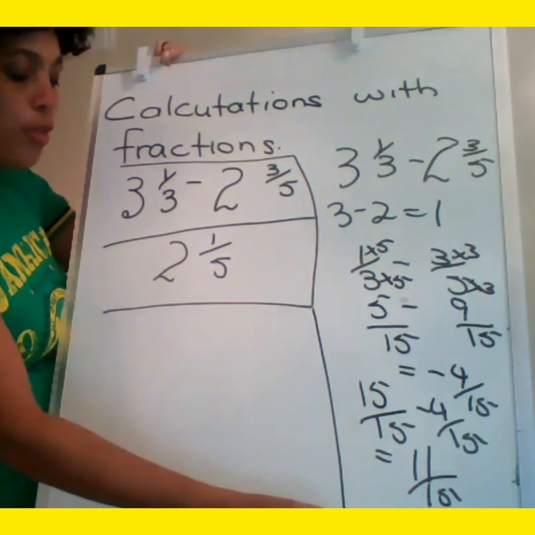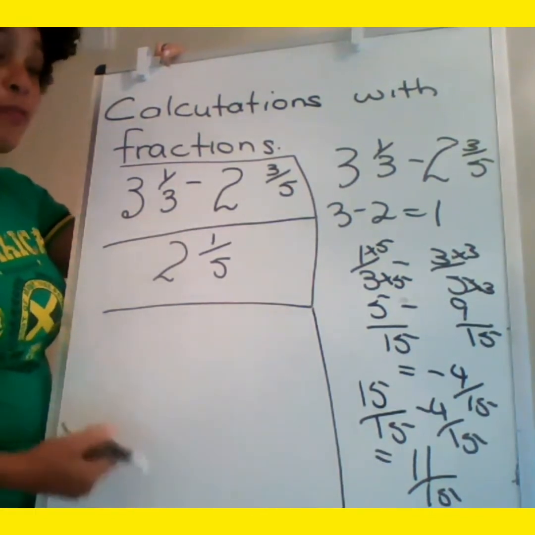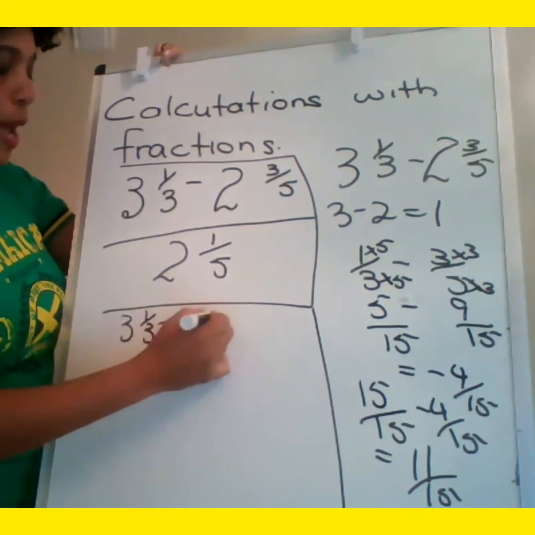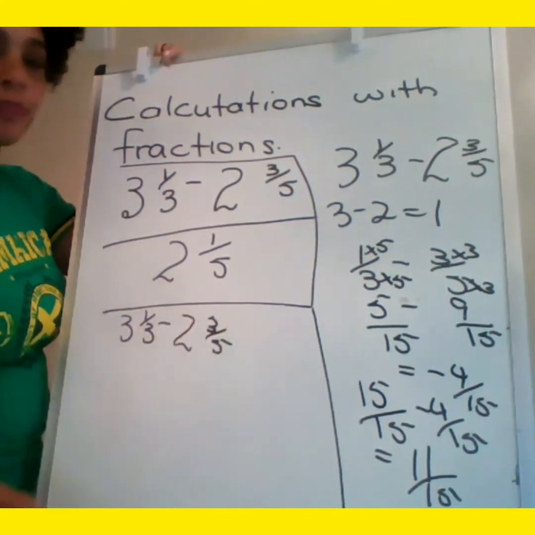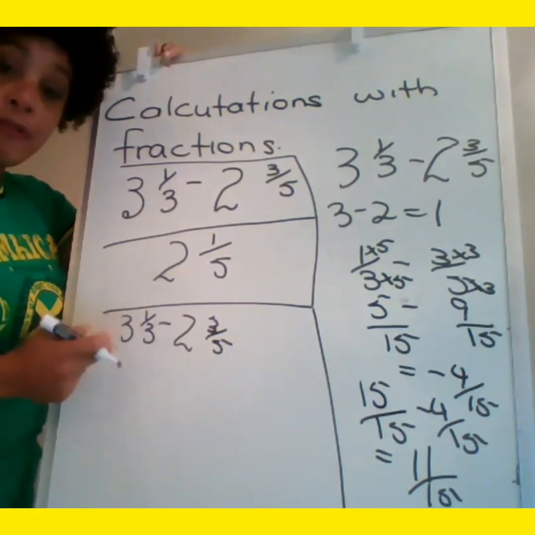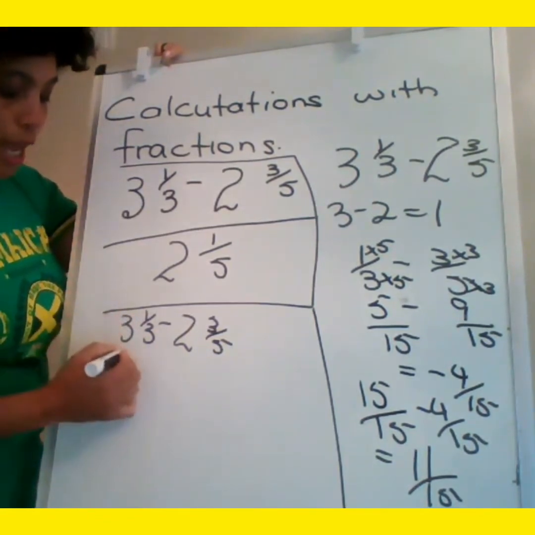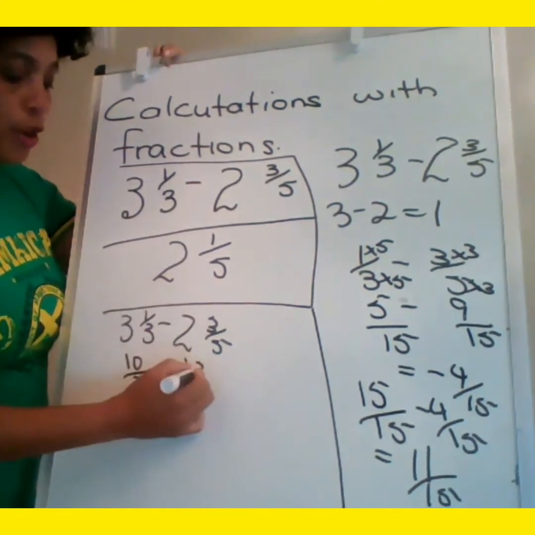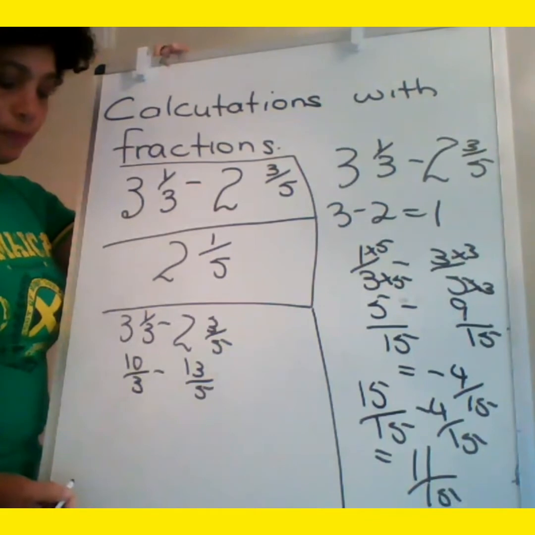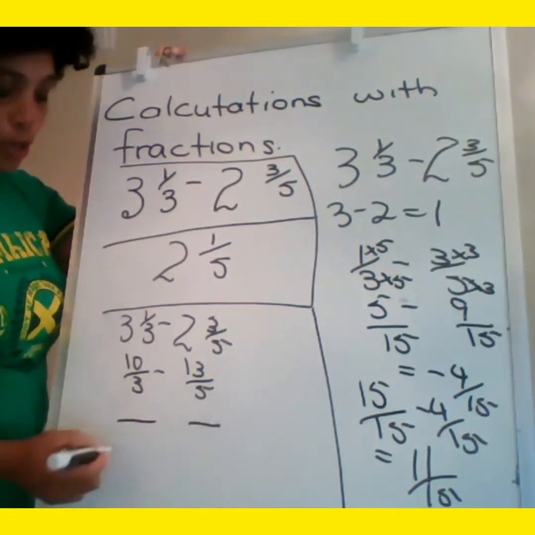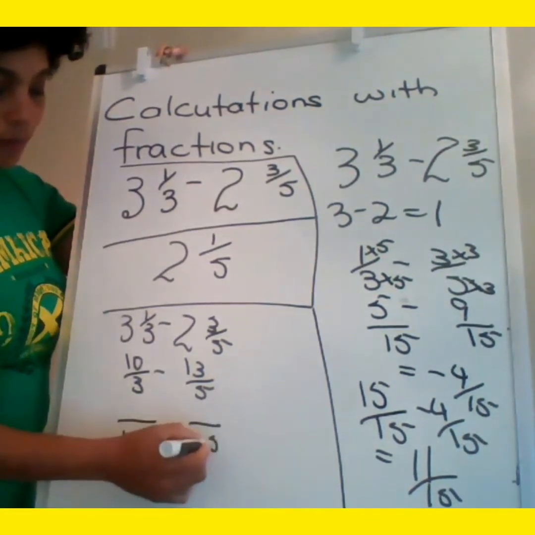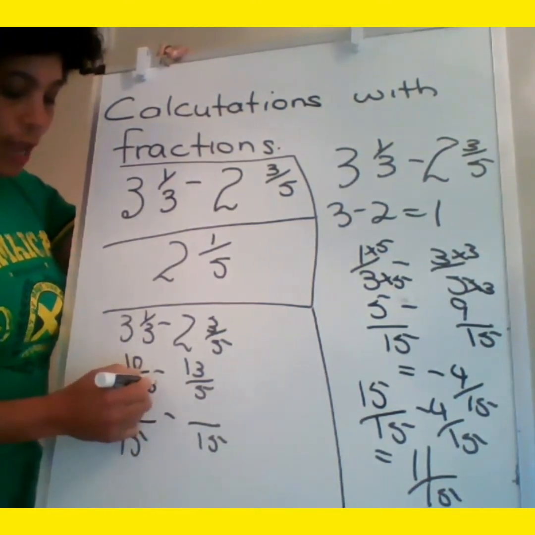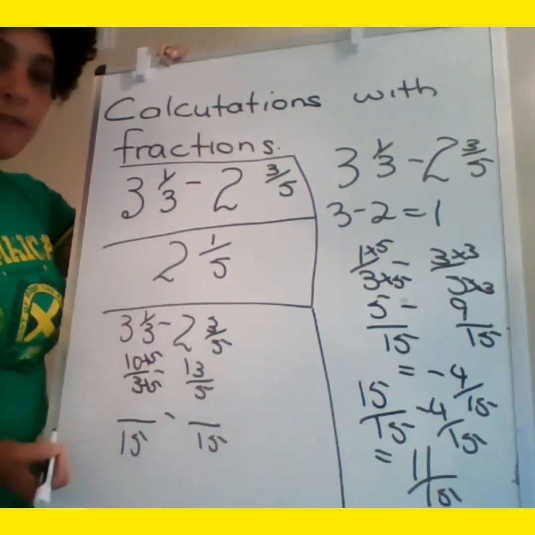Now I'm going to do the other method that I think you might be more familiar with. So I have 3 1/3 take away 2 3/5. Change that to an improper fraction first. So 3 3s are 9 and 1, 10 over 3. Take away 5 2s are 10 and 3, 13 over 5. Again, our denominator is going to be 15. 3 into 15 is 5. Times that by 5, you have to times the top by 5 as well.